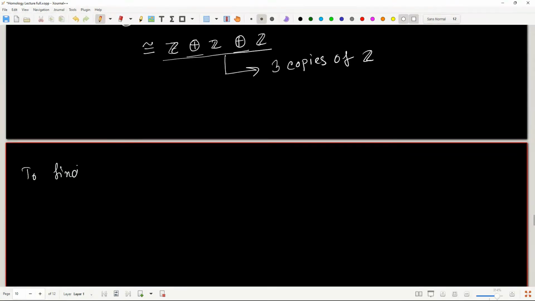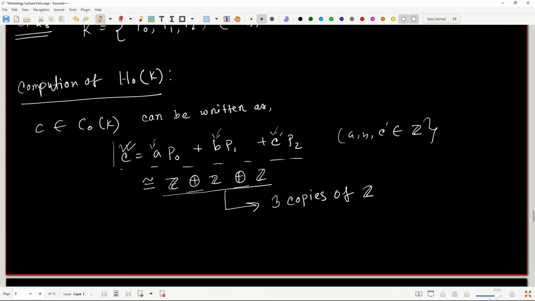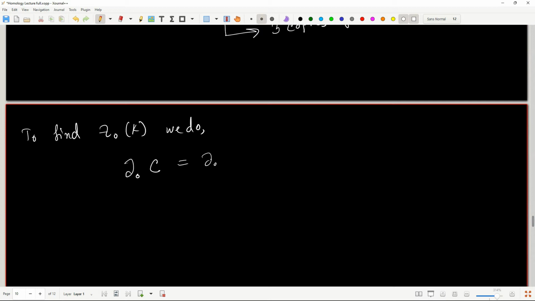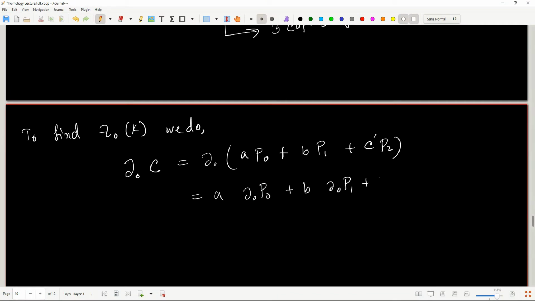Now to find Z0 of K, we do the following. That is, we take the boundary of any element c that is belonging to your C0, or the chain group, and from here these elements look like a linear combination of the zero simplexes. So now if I do that, then what I have is a del 0 p0 p, but these are what? This p0, p1, p2, they're all points, right? And the boundary operator is acting on them, so this is just 0.